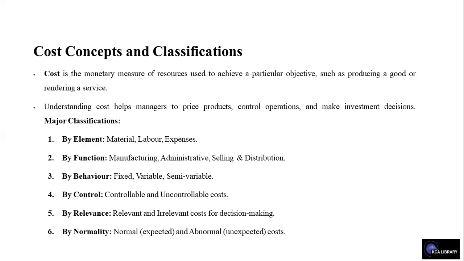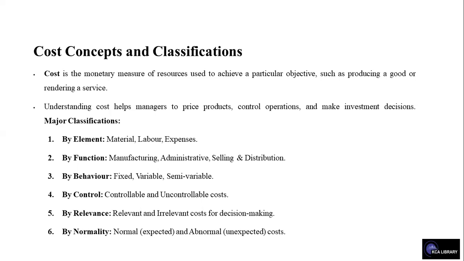And the major classification of costs is by elements, where we talk about material, labor, and expenses. Another is by function, which deals with manufacturing, administrative, selling, and distribution. We also have by behavior, which talks about fixed, variable, and semi-variable. Another is by control, which talks about controllable and uncontrollable costs.